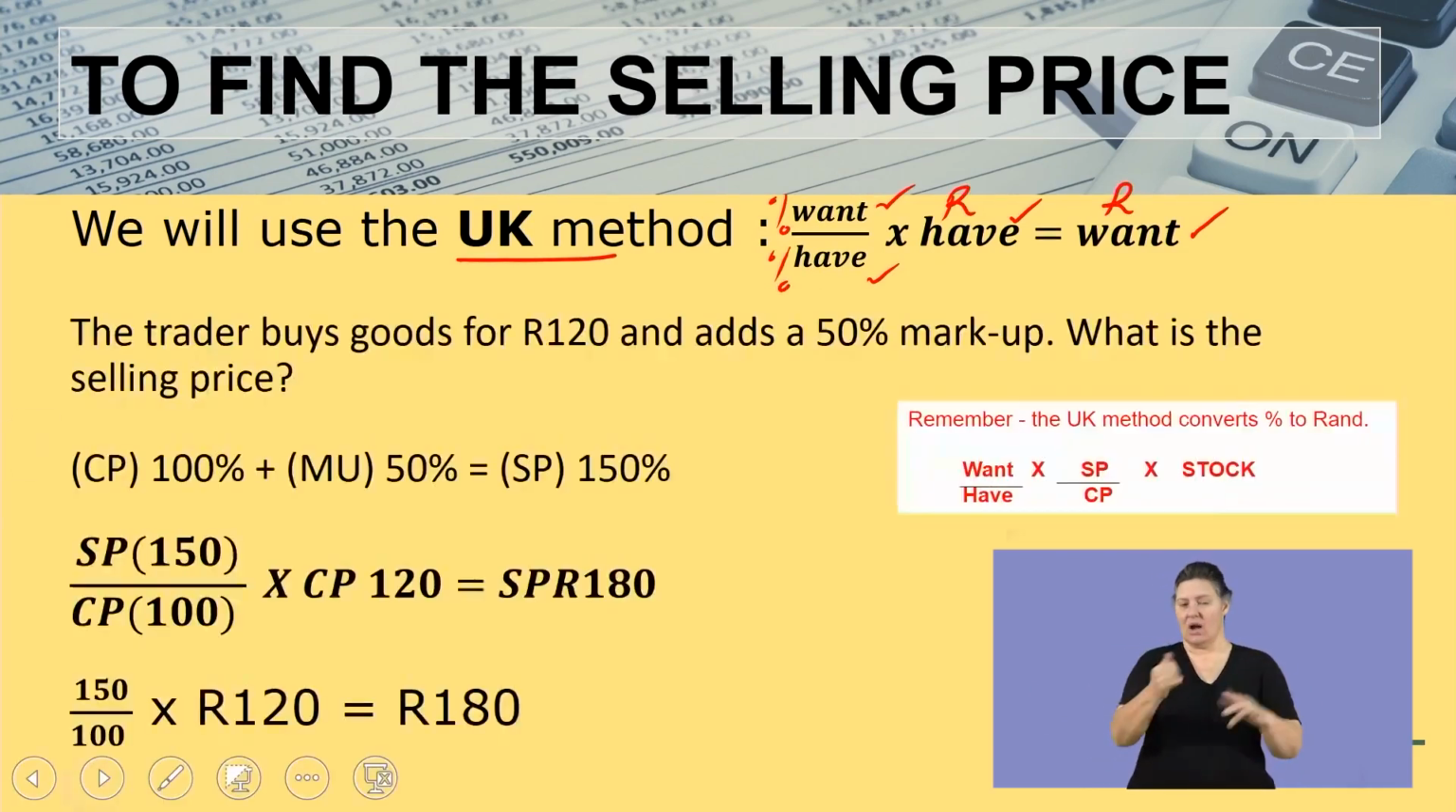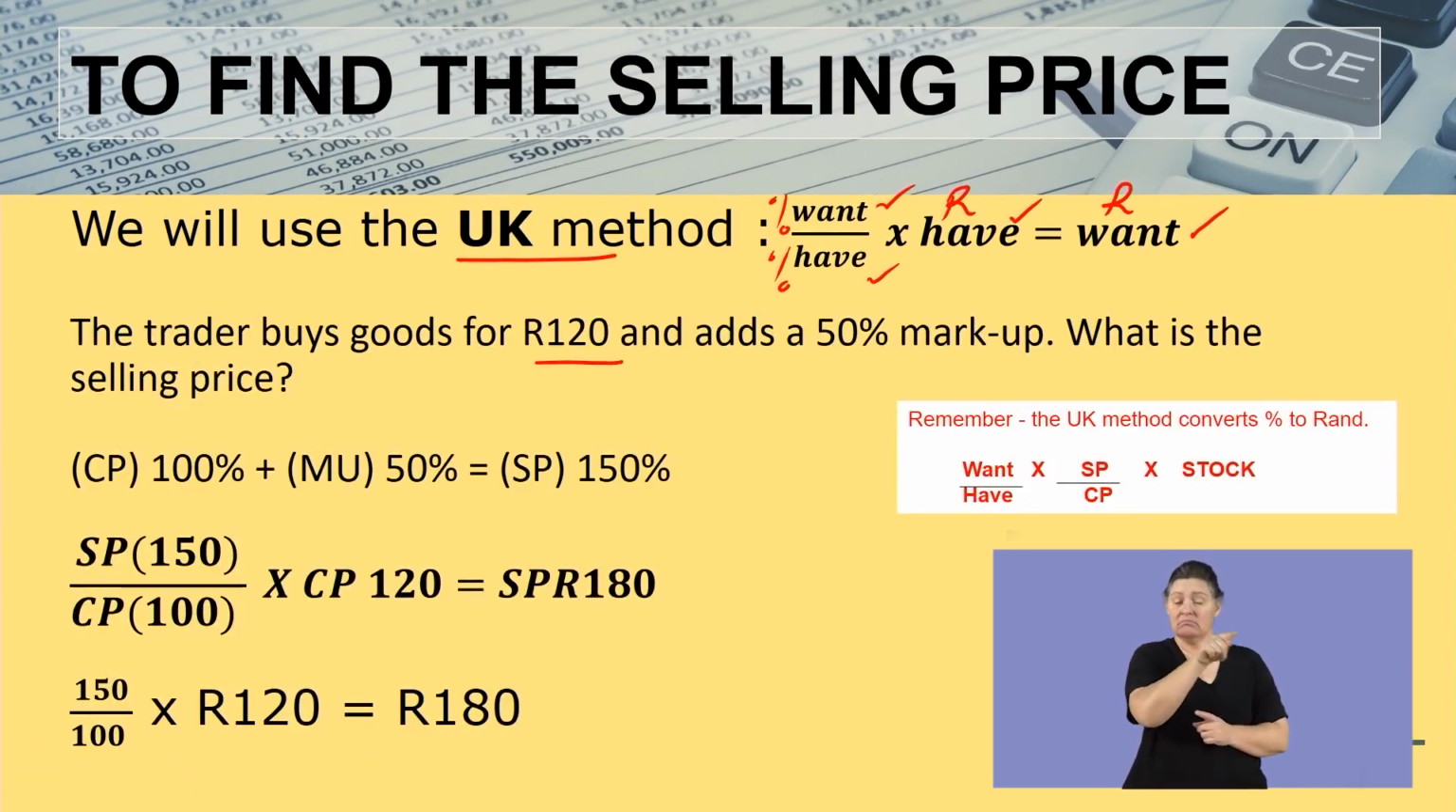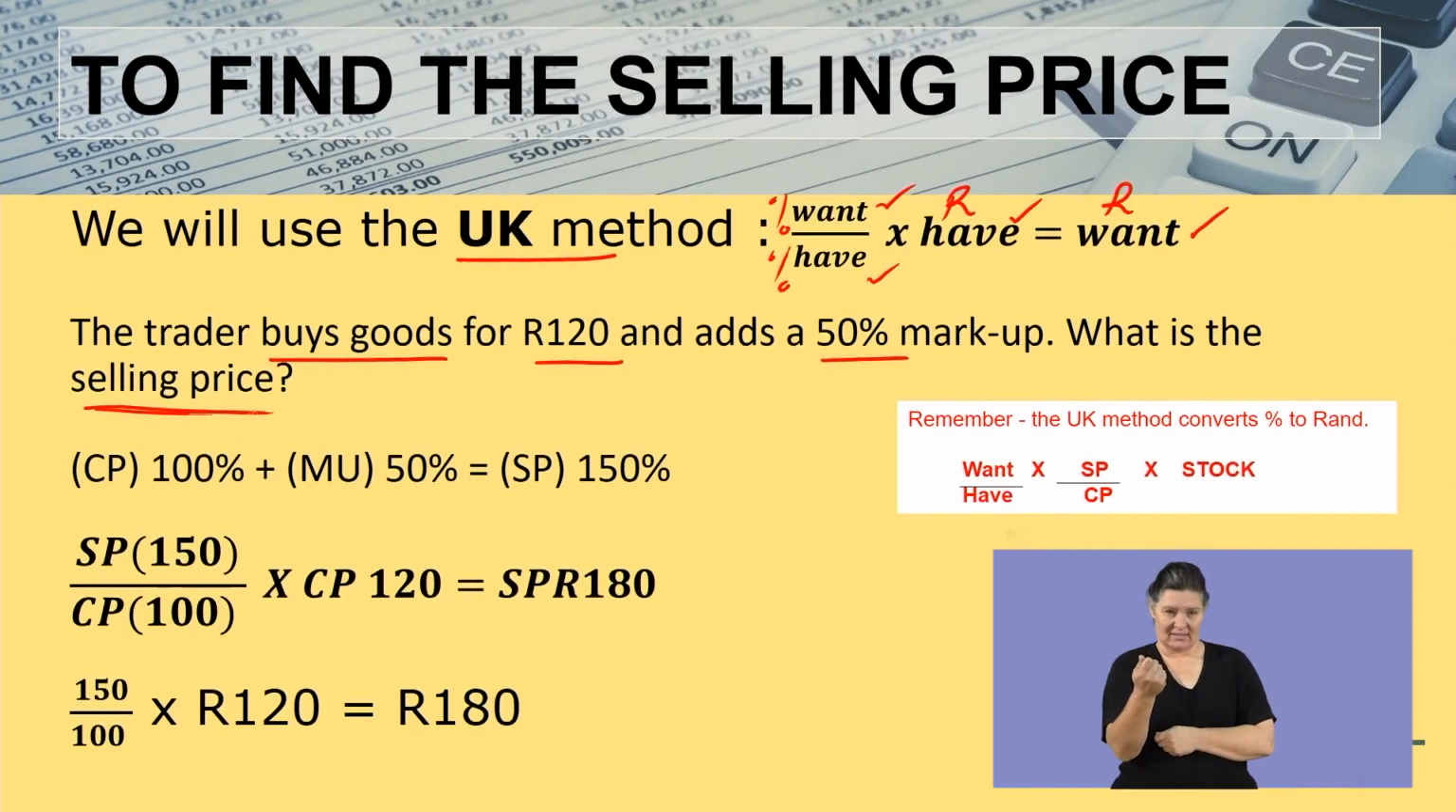Okay. Now, let's see the information. The trader buys goods for 120 rands. Here is the key: buys goods. And adds a 50% markup. What is the selling price? So what we want is the selling price. Okay? So let's go back again.